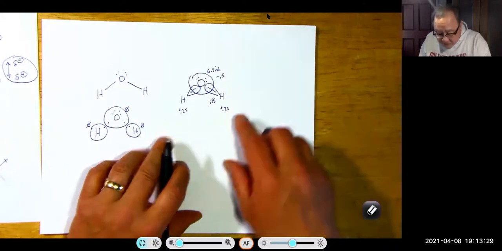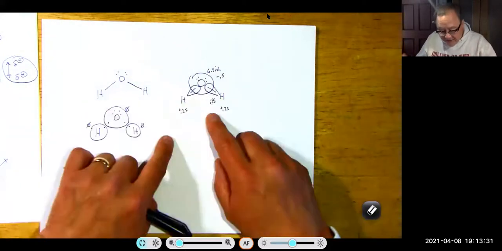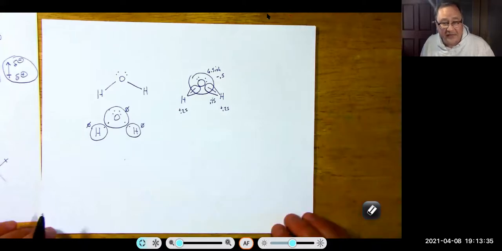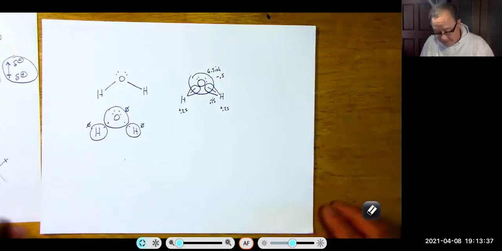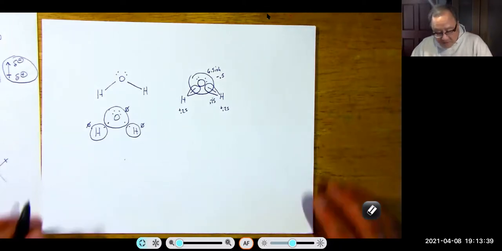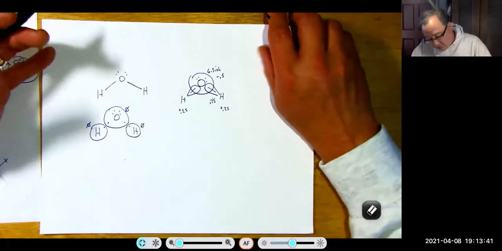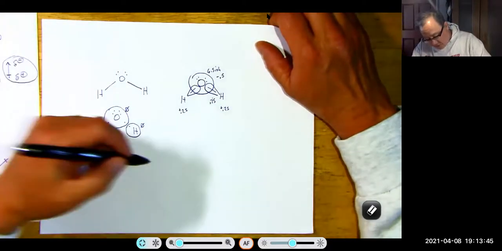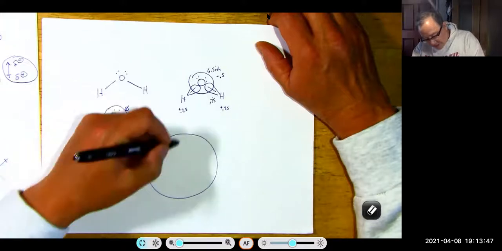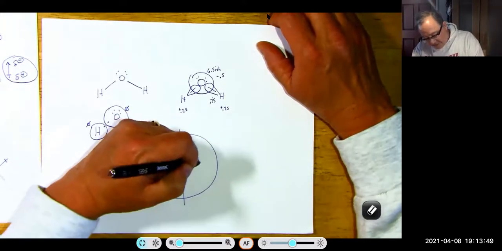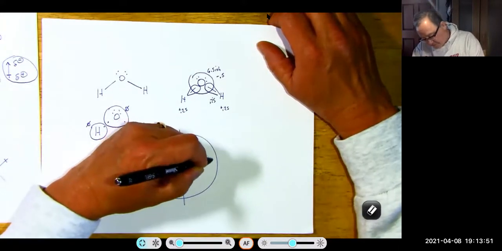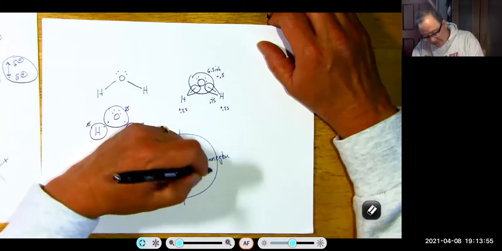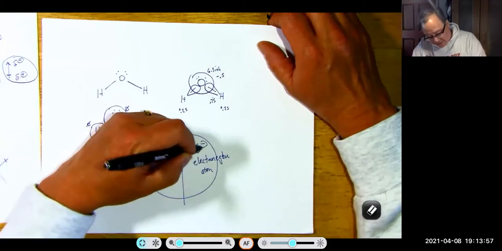But because the electrons are closer to the oxygen, it's going to make that oxygen more negative and the hydrogen less negative, or kind of positive. So Tony's method for finding out if the molecule is going to have a polarity is you look at your molecule. If you have a side that has your most electronegative atom, that's going to be slightly negative. The other side is slightly positive.